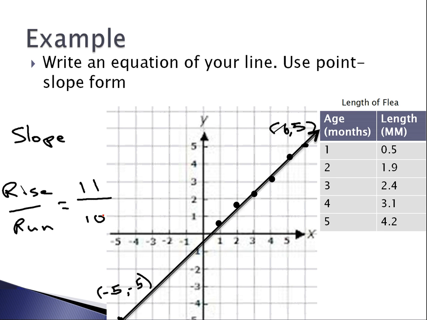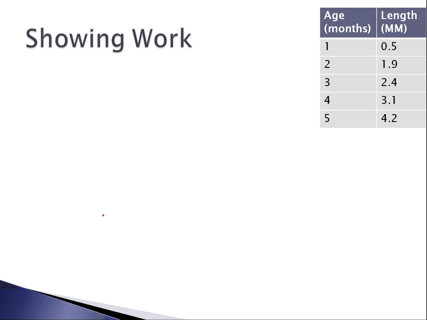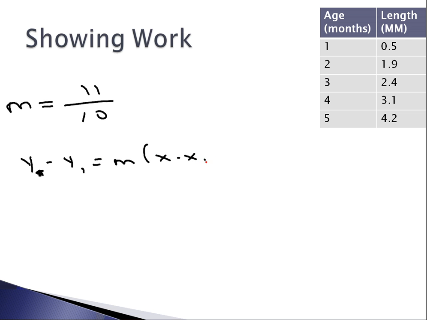And you're going to find with trend lines, your slope's probably not going to be a pretty number. It's probably not going to be 1 or 2 or -1 or -2. It's probably going to be a fraction or even a decimal. I suggest leaving it as a fraction. Now, we're going to continue showing our work, and it's important that I keep that slope, m equals 11 over 10, because I need to put it into the point slope form. And if you remember, point slope form is y minus y1 equals m times x minus x1.